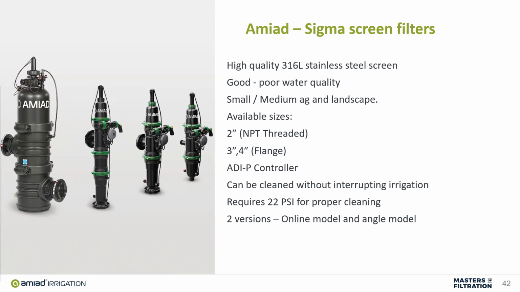8-inch flange. All of these have the ADIP controller, which is a Bluetooth-enabled controller that operates on a pressure differential that will flush your system when it reaches that 7 psi differential. Again, they can be cleaned without interrupting the cycle, and they require 22 psi for proper cleaning. So that's your minimum pressure. That's why we talk about the minimum and maximums of the pressures. There are 2 versions of the Mini Sigma: online or angle.